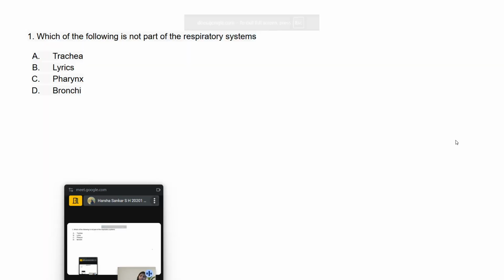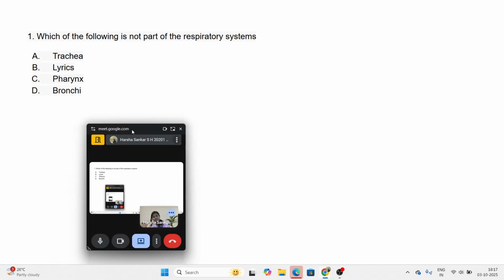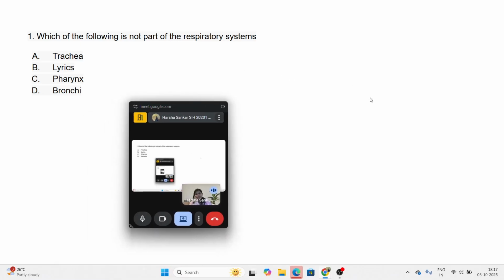Which of the following is not a part of the respiratory system? Option A, trachea. Option B, larynx. Option C, pharynx. Option D, bronchi. The question is which is not a part of the respiratory system. As usual, I will read the question, then we'll wait for 1 minute or 1 minute 30 seconds, then we'll discuss the answer. Remember, not a part is important.